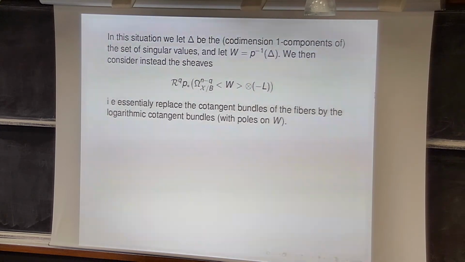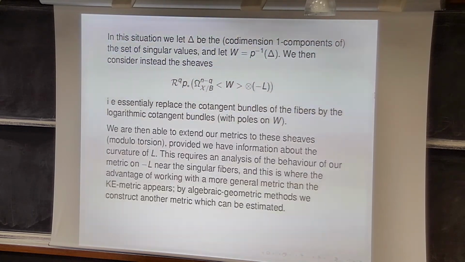And then we are looking at higher direct images, which are almost like before, but now we are taking them not for the usual cotangent bundle, but the logarithmic cotangent bundle, which essentially means that it has poles on the bad set W. That's what this notation is supposed to mean. And we are then able to extend our metrics to these sheaves, provided one knows something about the curvature of L.